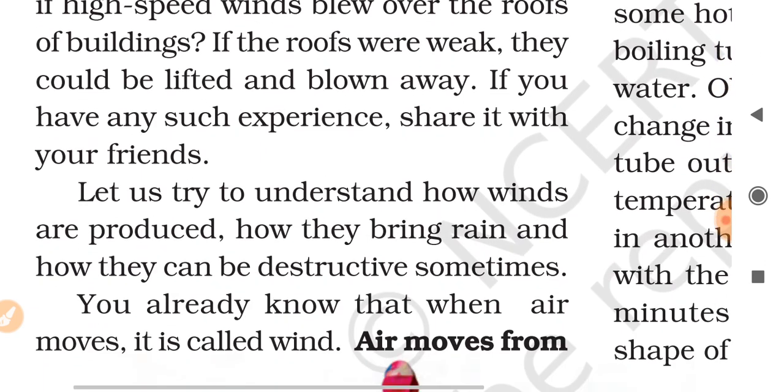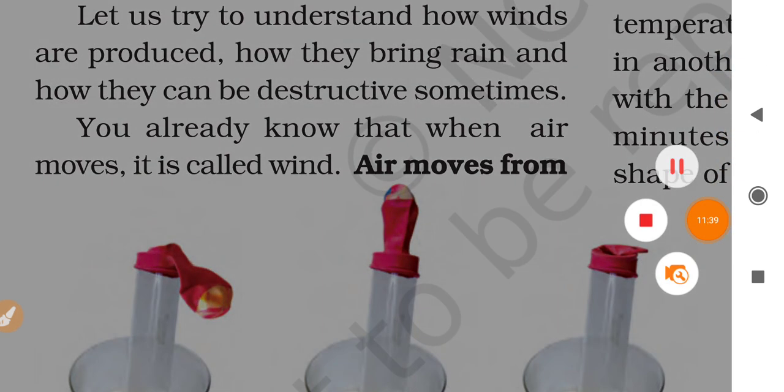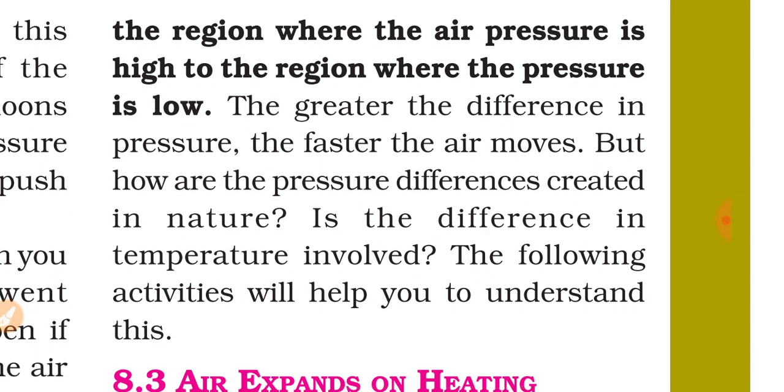Okay, let us try to understand how winds are produced, how they bring rain, and how they can be destructive sometimes. You already know that when air moves, it is called wind. Air moves from the region where the air pressure is high to the region where the air pressure is low. The greater the difference in pressure, the faster the air moves. But how are the pressure differences created in nature? Is the difference in temperature involved? The following activities will help you to understand this. And we will understand this activity in our next class.